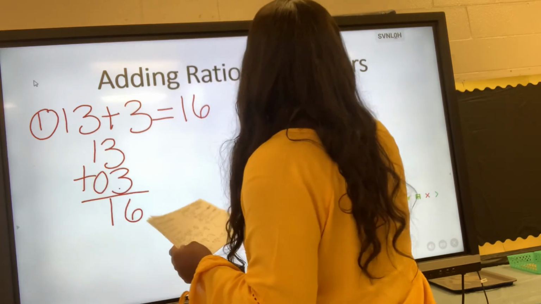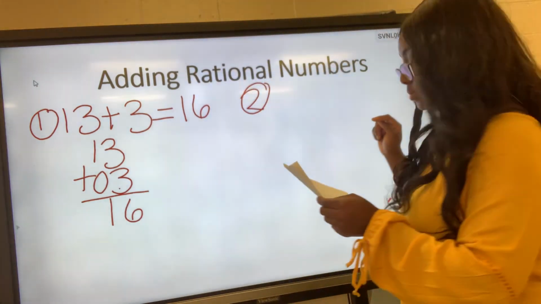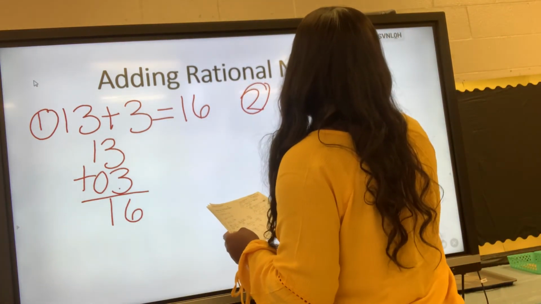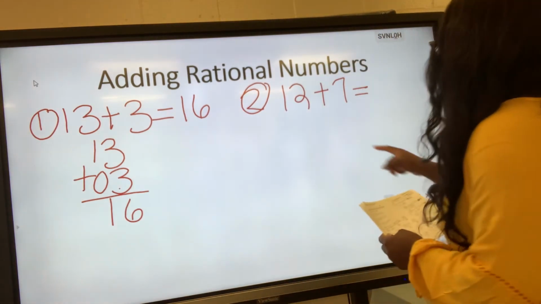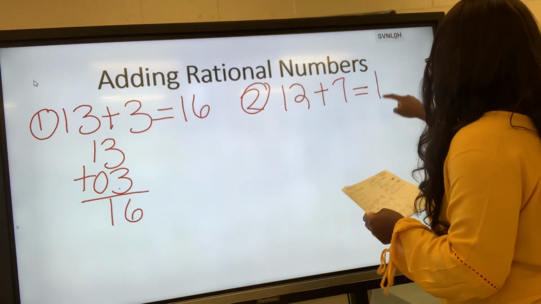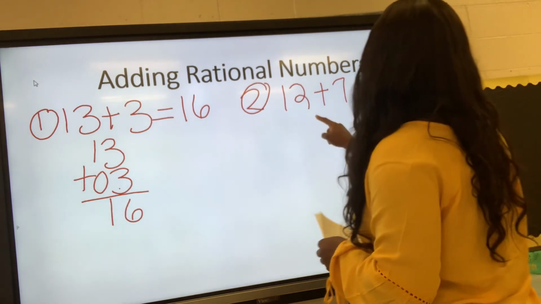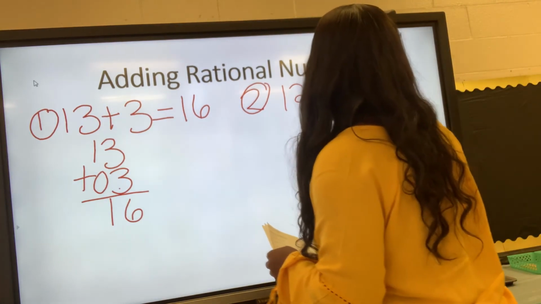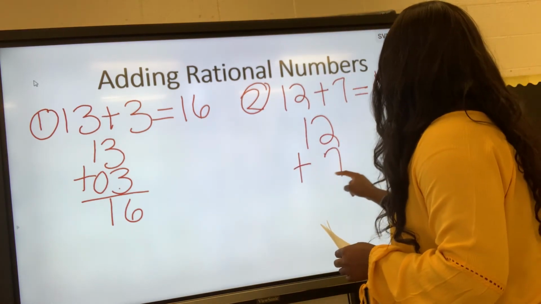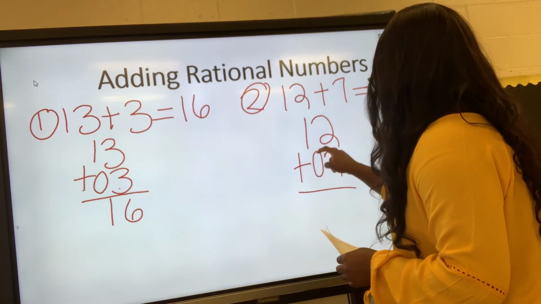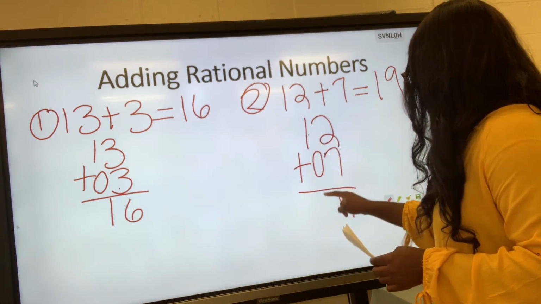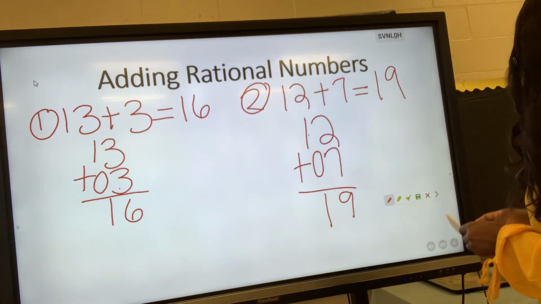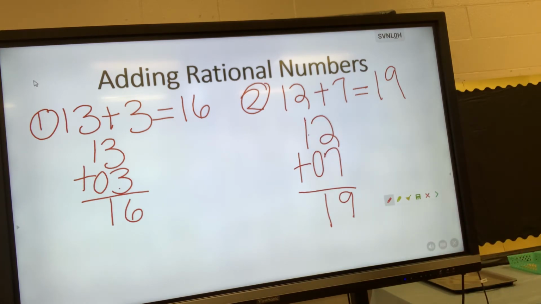Okay, let's move on to number 2. We have 12 plus 7. If you want to, you can add straight across and you'll get 19. If you want to do it up and down, we know that this is a 0. So 7 plus 2, 9. 1 plus 0, 1. You get the same answer. All right?